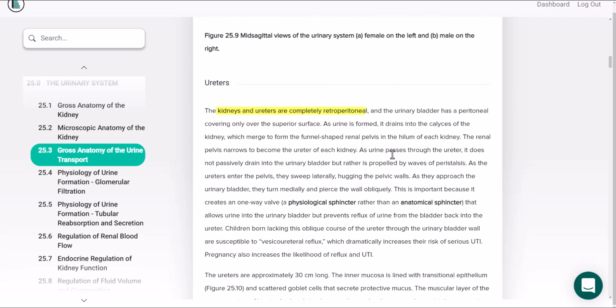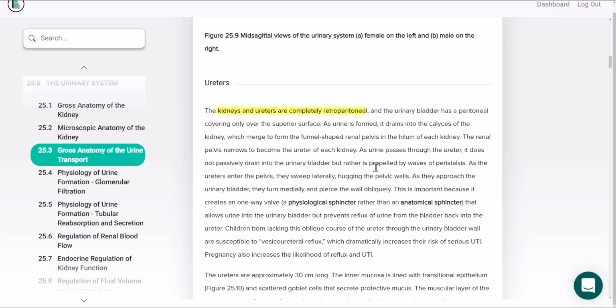Again, the urine has been formed up in the kidney, and is going to travel down the calyces, merge into the renal pelvis, and then travel down the ureter. The urine is going to pass through the ureter and down into the bladder itself.